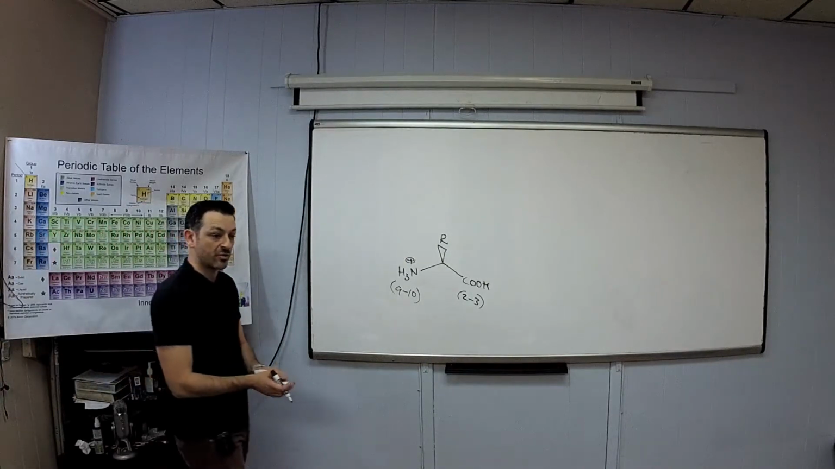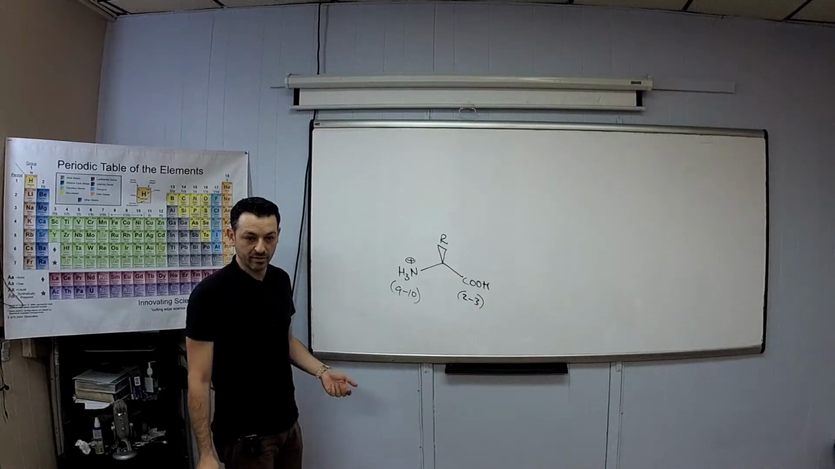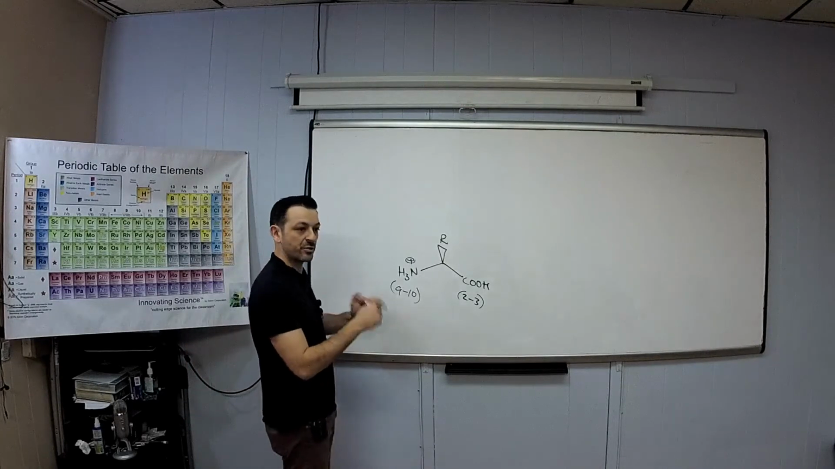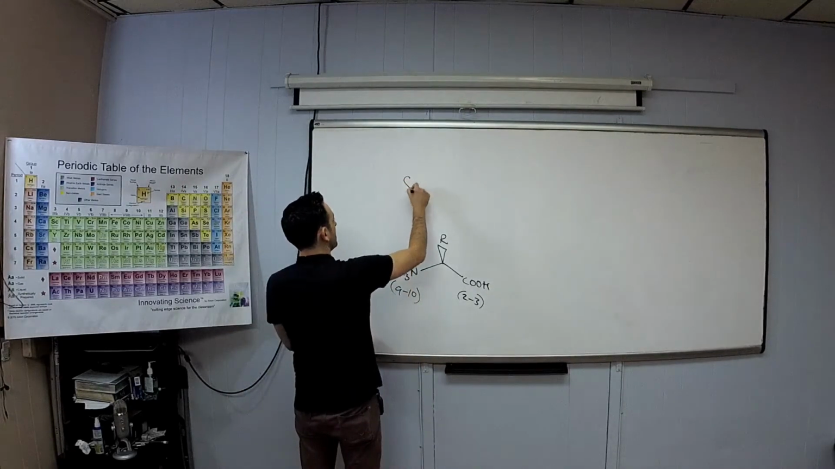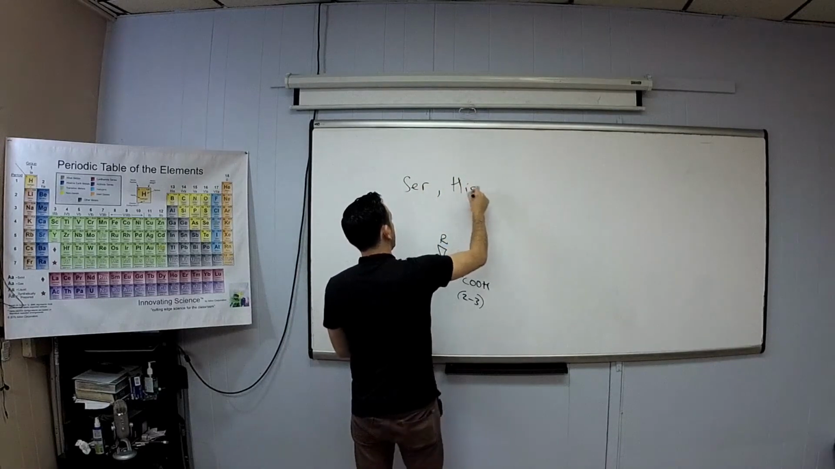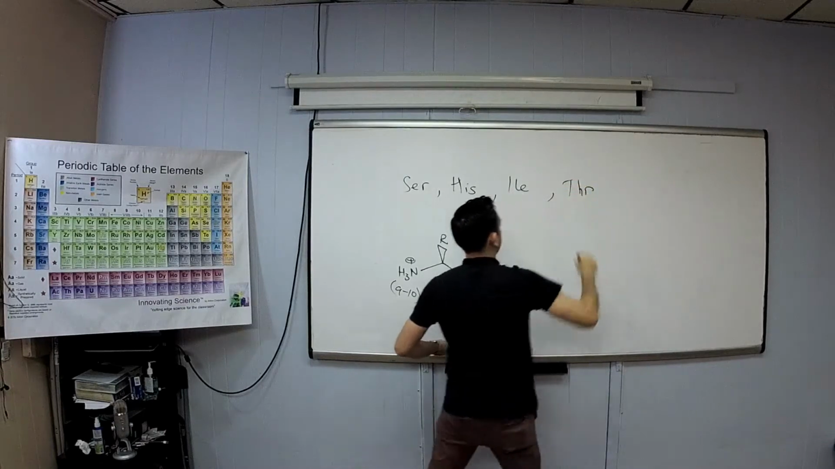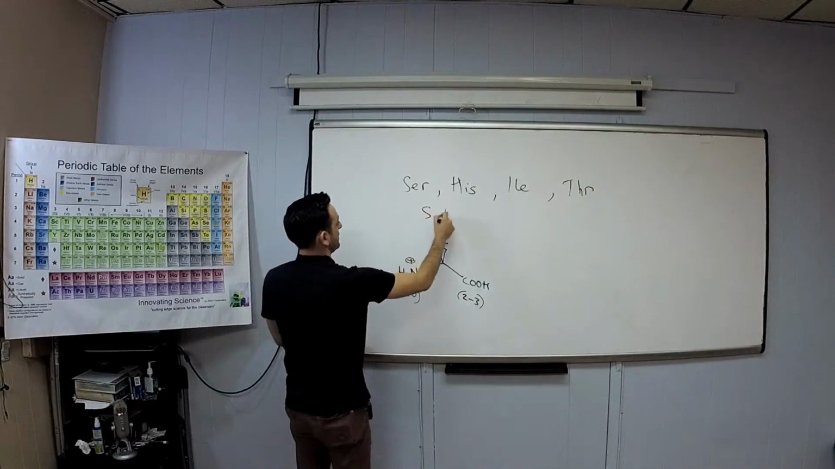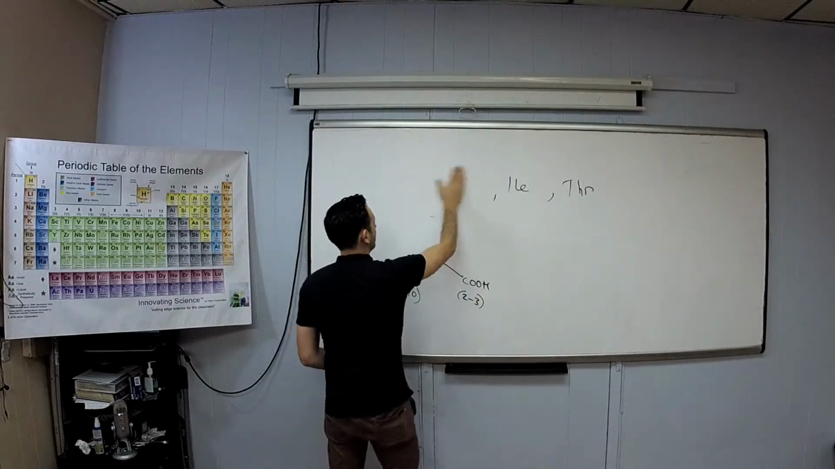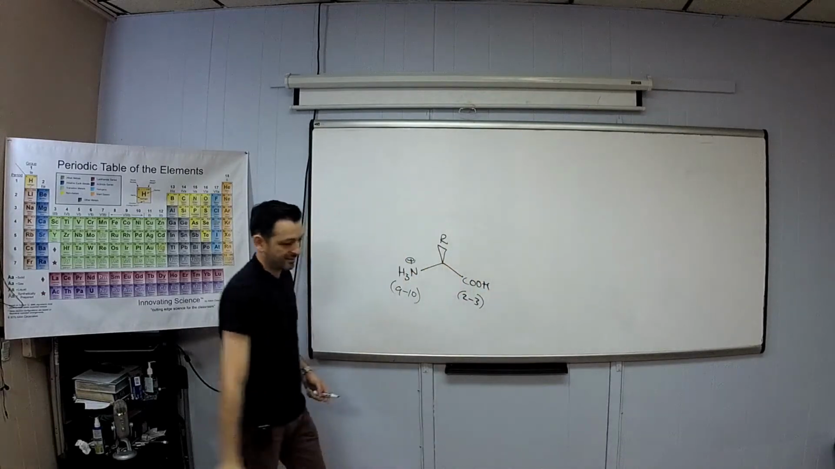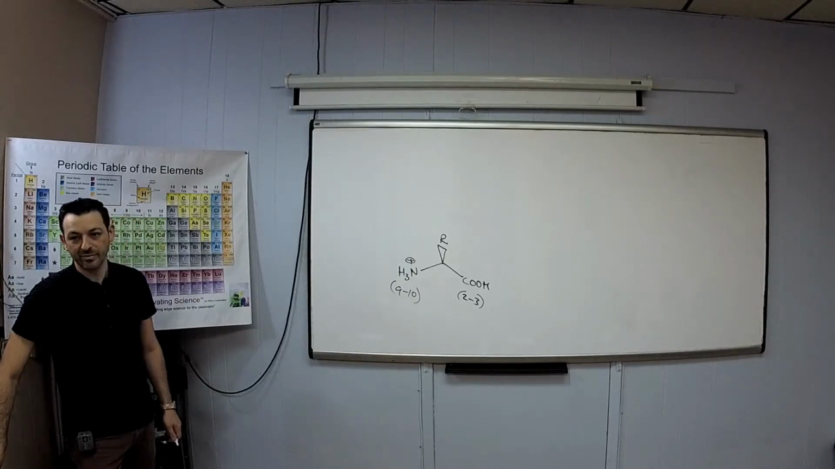So one thing that you could do to remember the single letter code is to send each other messages. You text your friend in three-letter code, and they have to decipher it in one-letter code. So you write serine, histidine, isoleucine, threonine. S-H-I-T. Stuff like that. And then you'll remember you can't make every word because we're missing some letters.